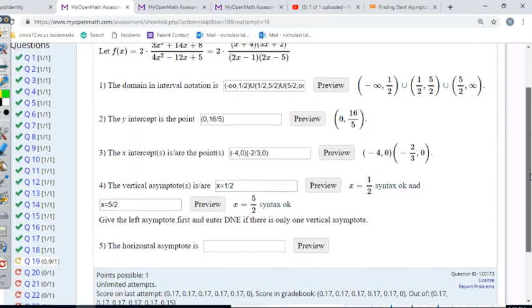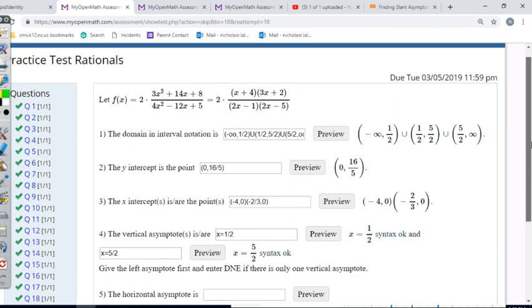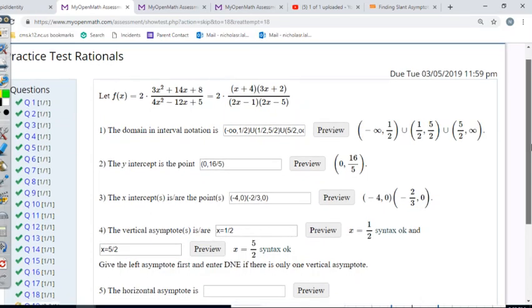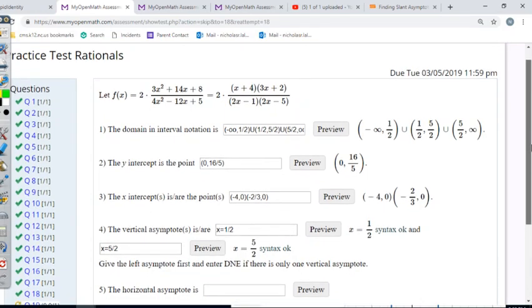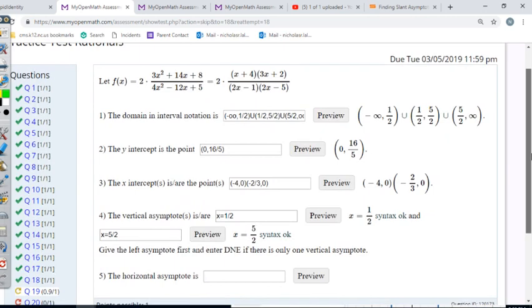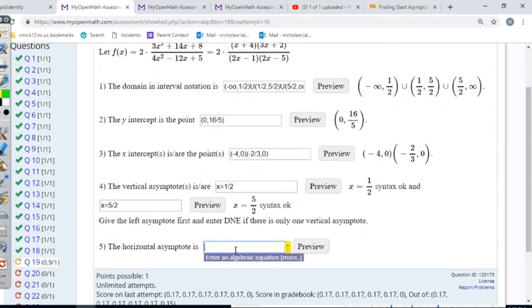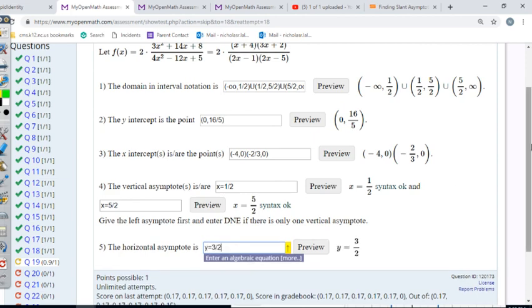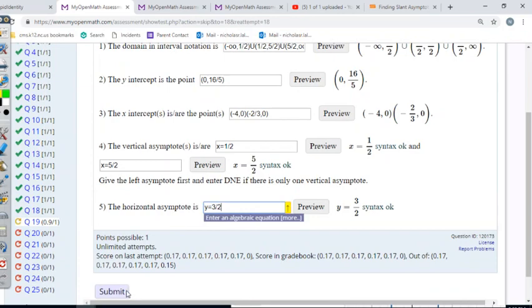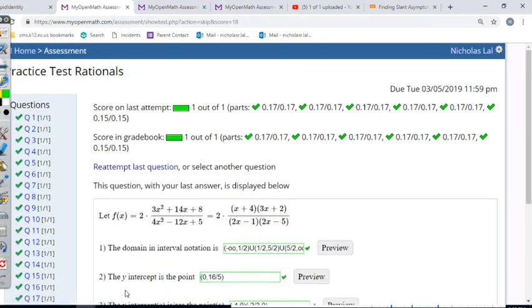All right. Horizontal asymptote is 2 times 3 is 6, 6/4. That's going to simplify to y equals 3/2. All right, that's everything.